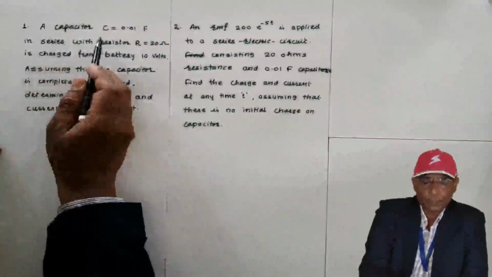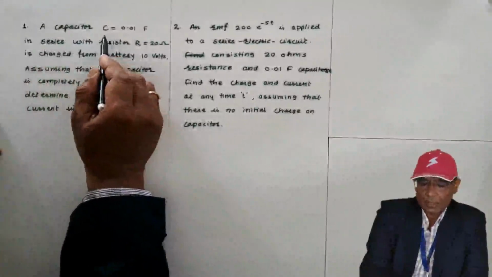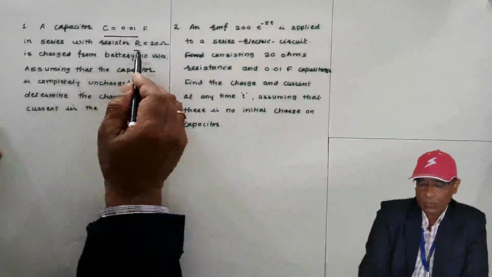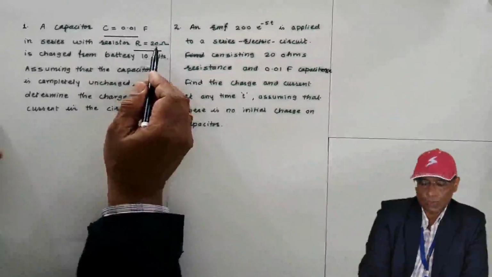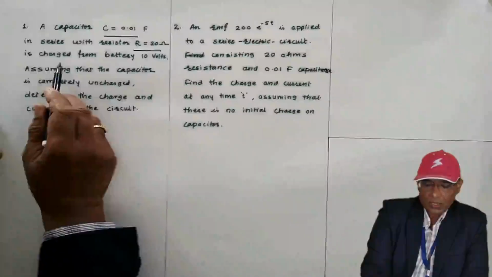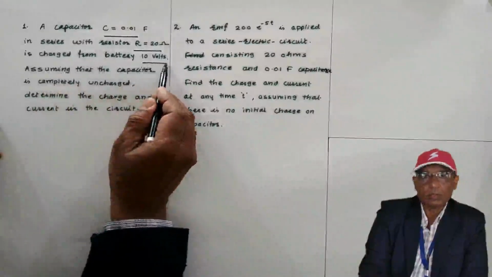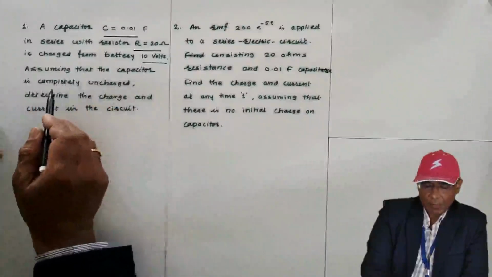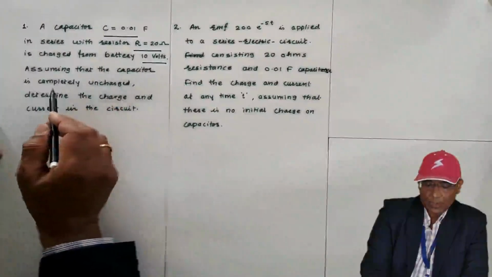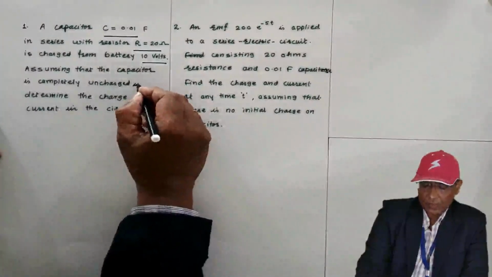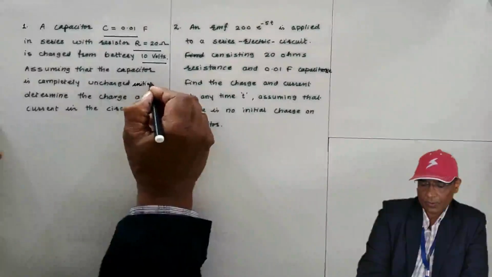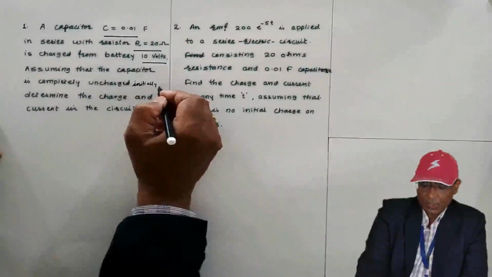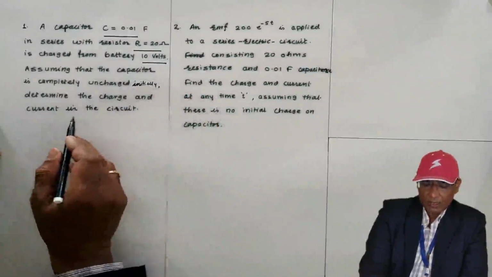First problem I am going to read. A capacitor C, this much farad capacitor is given, in series with resistor is also given. Resistance is what? 20 ohms. And it is charged from the battery 10 volts. Battery voltage is also given. Assuming that the capacitor is completely uncharged initially, means Q equal to 0 initially, T equal to 0. Determine the charge and current in the circuit.